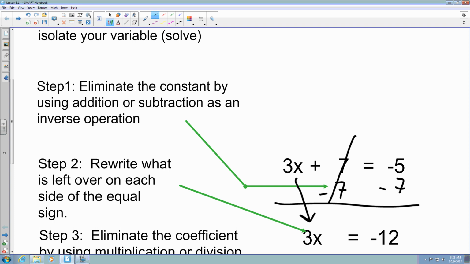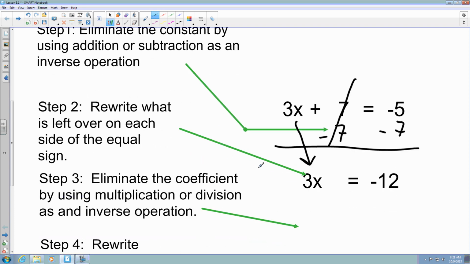So we did step 2. We rewrote what is left over on each side of the equal sign. What was left over was 3x, and on the right side was negative 12. Step 3, we're going to eliminate the coefficient by using multiplication or division. That's always the next step after you do addition or subtraction.